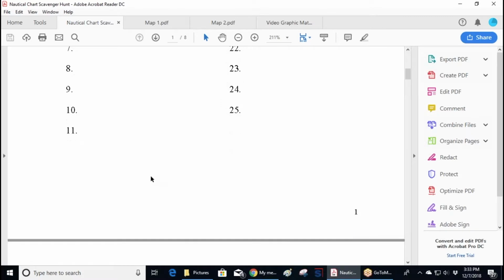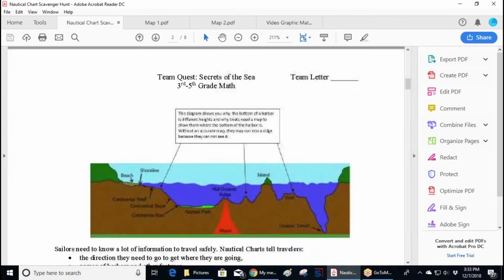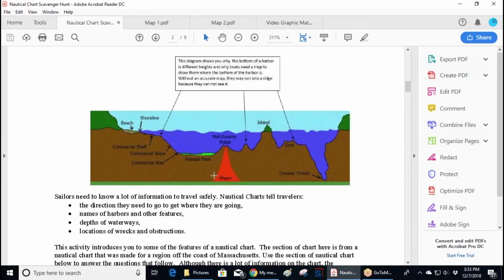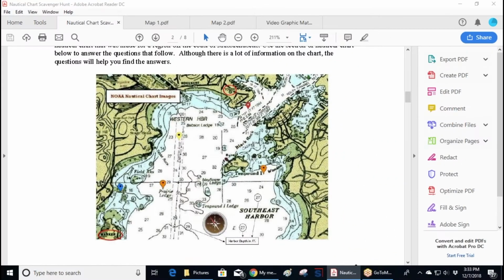As we go down the sheet, you're going to see a diagram, which we're going to talk about in just a moment. You're going to see a nautical map that looks like this, and on the nautical map, you're going to see numbers all around the map. Each number represents the depth of the harbor in feet. So at this point in the harbor, it's 27 feet deep.